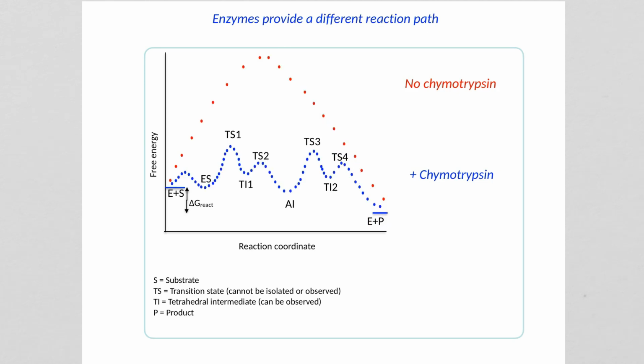Now, unlike transition states, intermediates can be observed and sometimes even can be isolated. So intermediates can be observed or isolated. These are all the intermediates. Transition states are simply predicted, but they cannot be observed and they cannot be isolated.